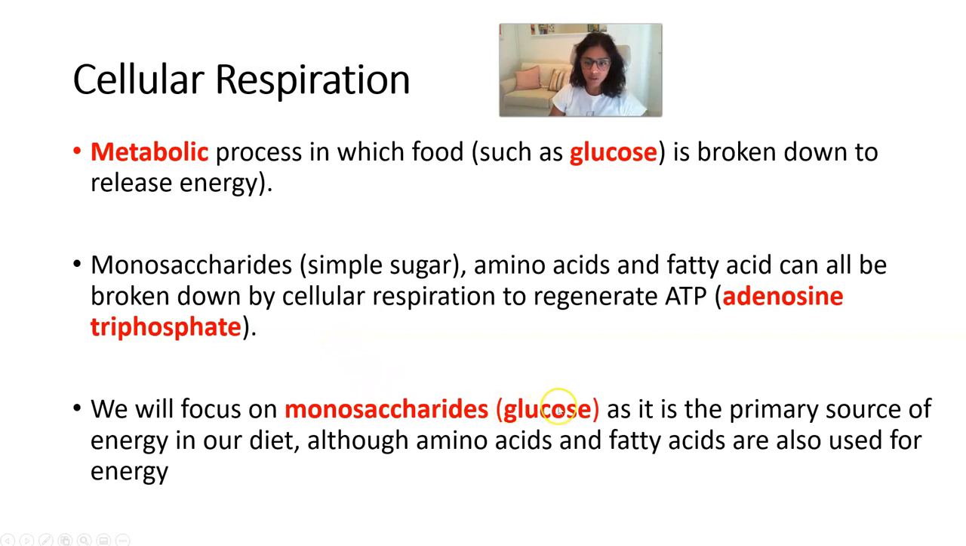Monosaccharides, chiefly glucose, are the main energy source that we use for generating ATP, so we will focus on them for the rest of the lesson.